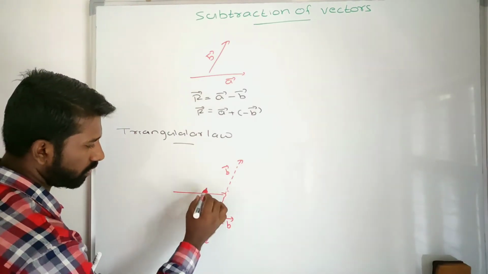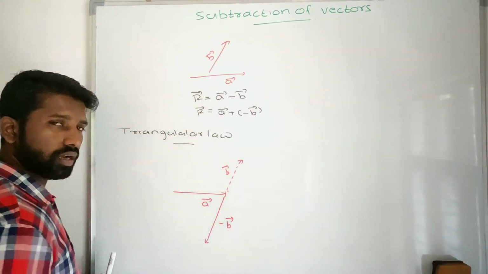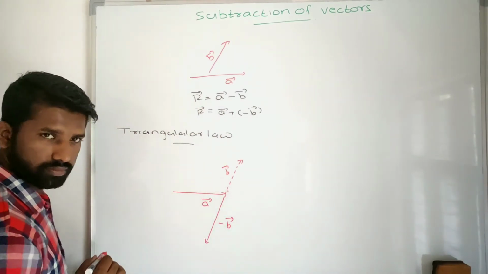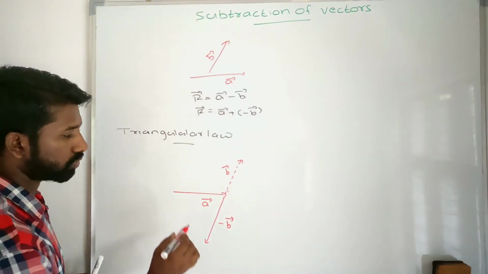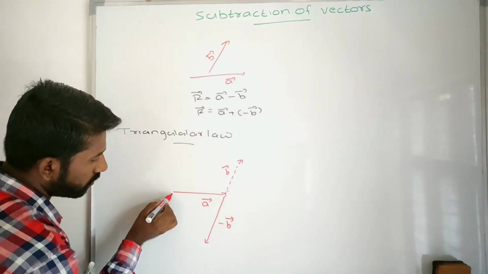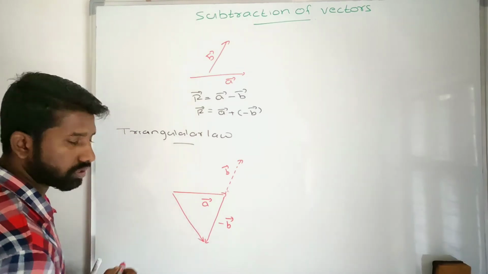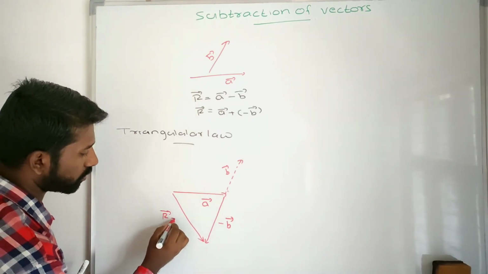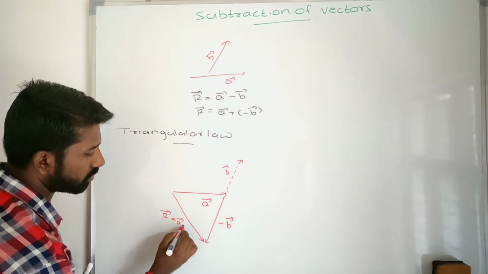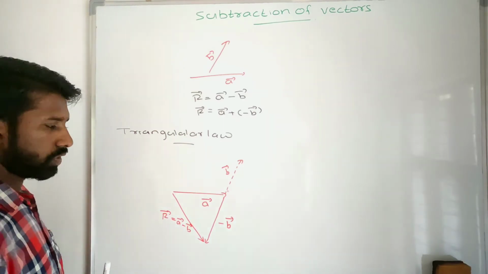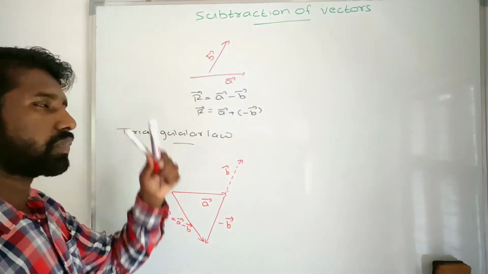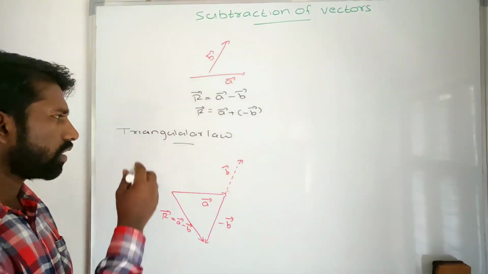Okay, so these two I consider the sides of a triangle. Then the third side is the resultant. You see this tail and head. The resultant you have to take in the opposite order. But based on the triangular law, the resultant has to be taken in the opposite order. So R is equal to A vector plus minus B vector, that means A minus B. So this is the resultant. This way we can find the subtraction of two vectors by using the triangular law.